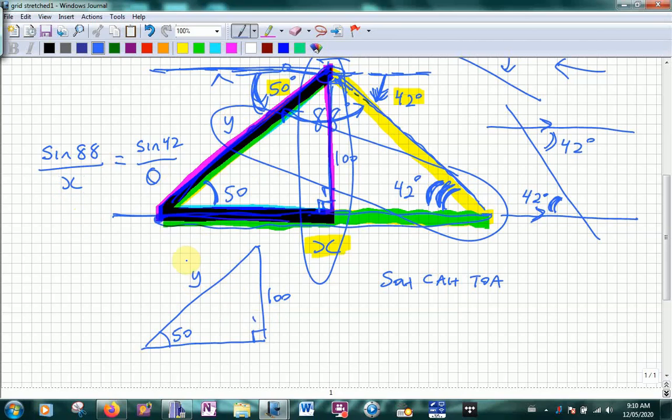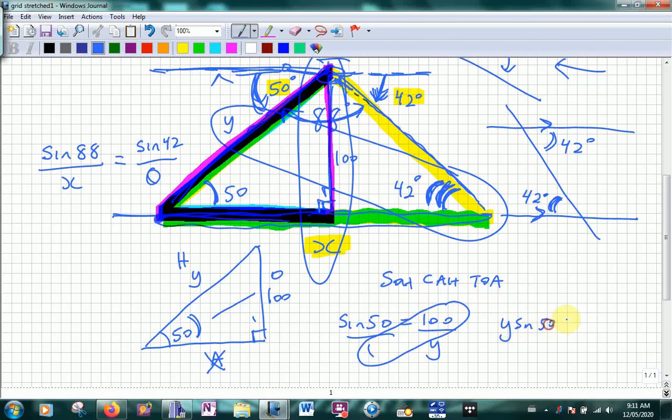So label the triangle, that's a hypotenuse. For this angle, that's the opposite. And this is an adjacent, but I don't care. So O and H, sine of 50 is opposite over hypotenuse. I can solve this thing for y. Okay? So I can cross multiply, whatever trick you have. It's this times this divided by that one. So y sine 50 is 100 times 1 divided by sine 50.